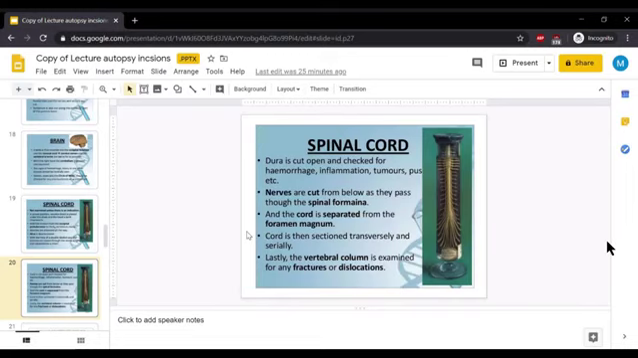The dura is opened and checked for any hemorrhage, inflammation, tumor, or pus. Nerves are cut from below as they pass through the spinal foramina, and the cord is separated from the foramen magnum. The cord is then sectioned transversely and serially. Lastly, the vertebral column is examined for any fracture or dislocation.